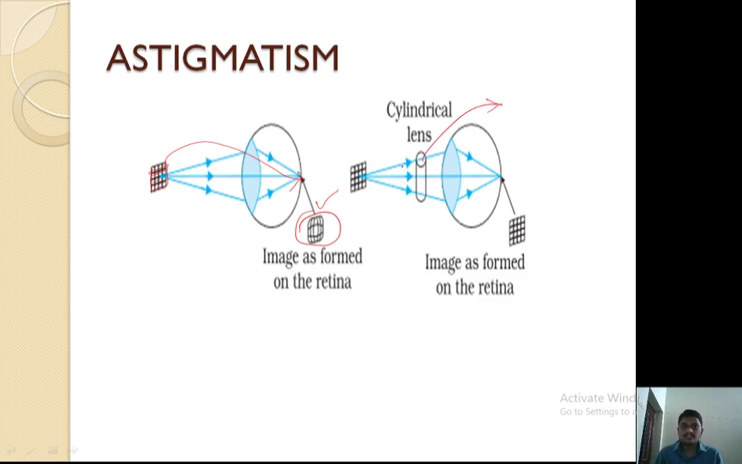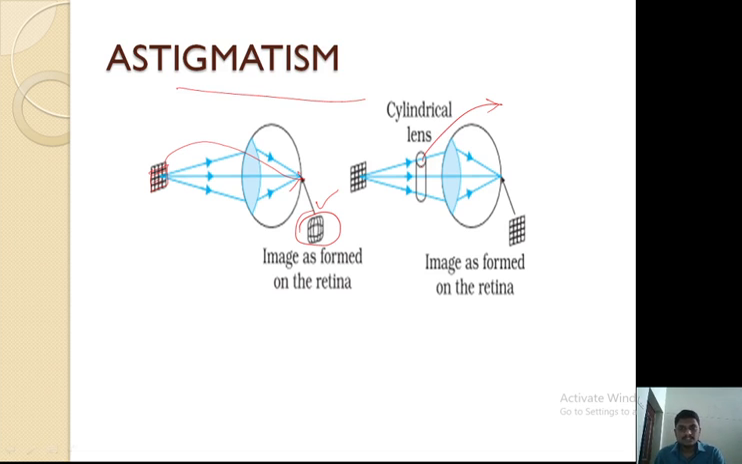Myopia can be corrected by using a biconcave lens. Hypermetropia can be corrected by using a biconvex lens. There is also presbyopia. With aging, a person gets presbyopia. Presbyopia is a combination of myopia and hypermetropia. To correct presbyopia, we need a bifocal lens, which is a combination of convex and concave. And for the correction of astigmatism, we need a cylindrical lens, also called a toric lens.